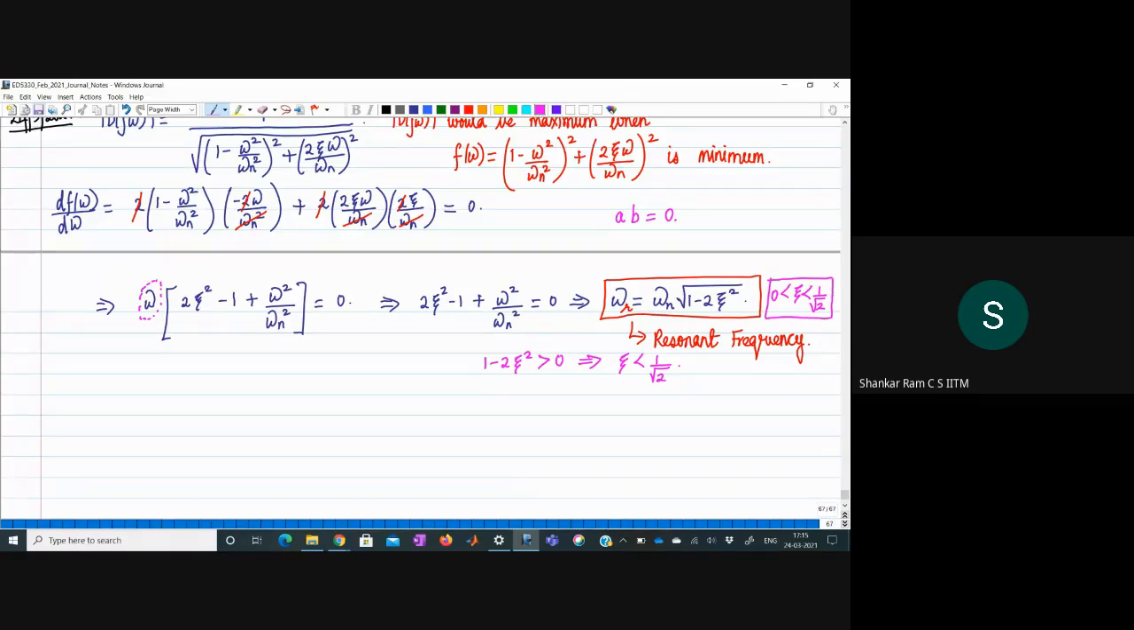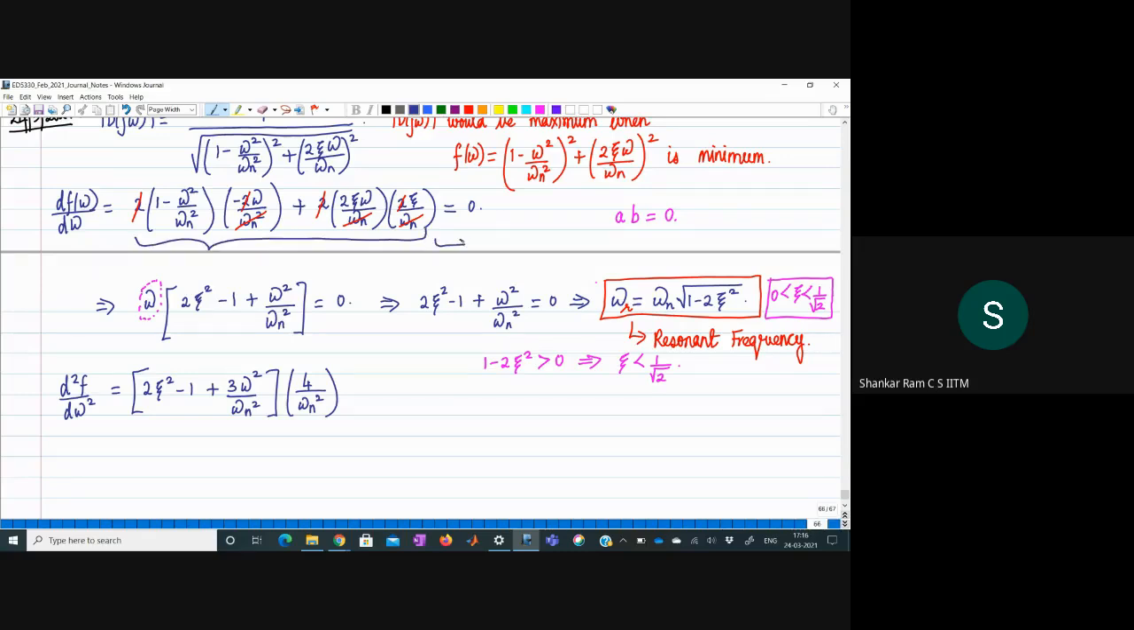All right. So in fact, one can essentially show this by looking at the second derivative of this function. Okay. So if we take the second derivative, d squared f by d omega squared, what are we going to get if we have the second derivative to be evaluated? We will see that we will get 2 zeta squared minus 1 plus 3 omega squared by omega n squared. All right. So then this is multiplied by 4 by omega n squared. Okay. How did I get this? I got it from here.